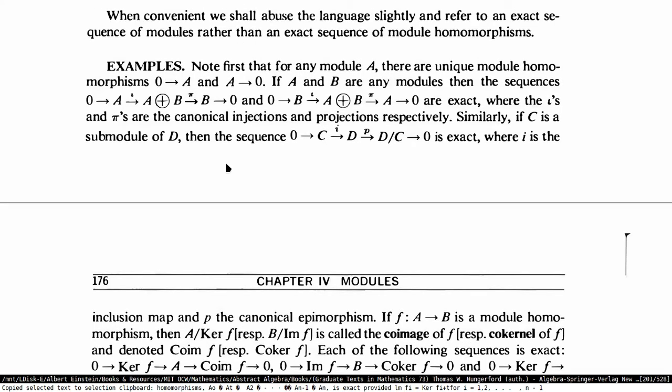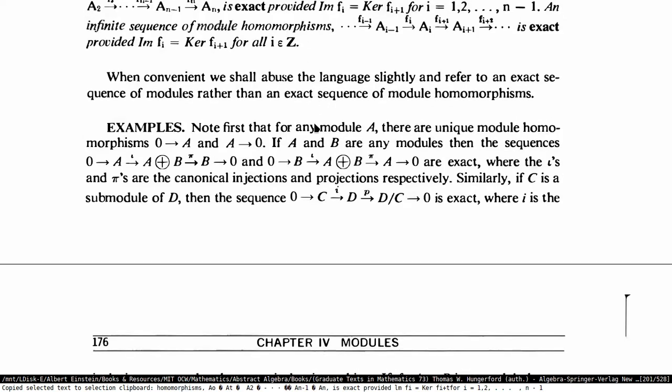For any module A, there are unique module homomorphisms from the trivial module to A and from the module to the trivial module. If A and B are any modules, then the sequences that take you from 0 to A and then to A plus B, that's the injection, and then you have the projection from A plus B to B, and then you go back to zero. You do the same for B, and these are going to be exact when the injections and the projections are canonical, essentially, if they follow the condition that we showed previously.